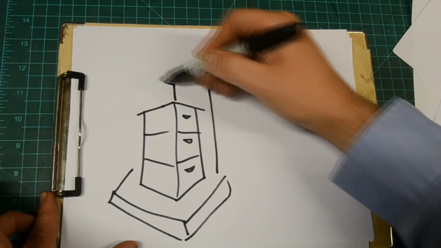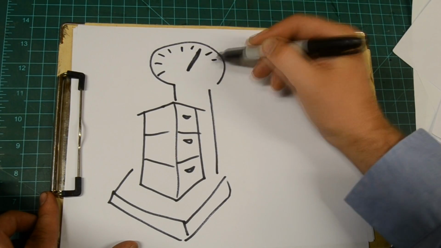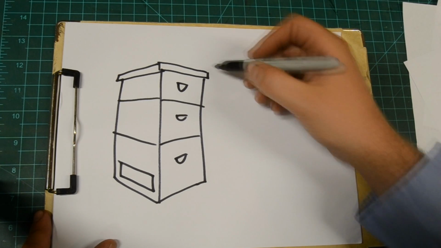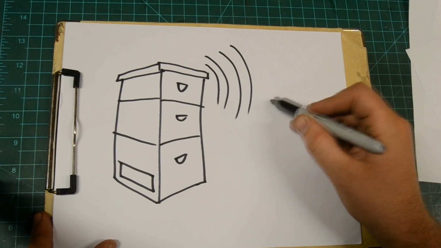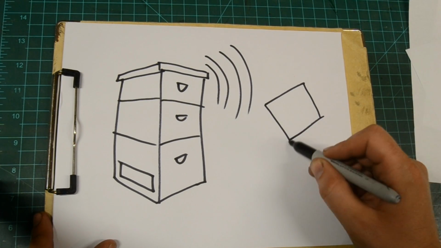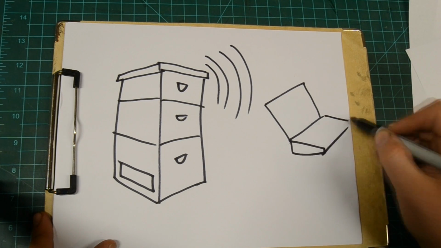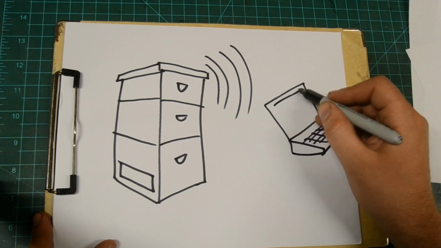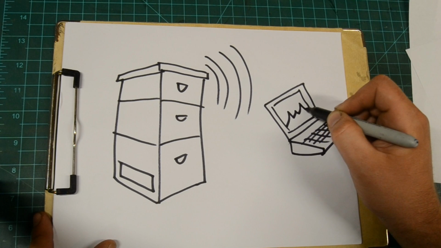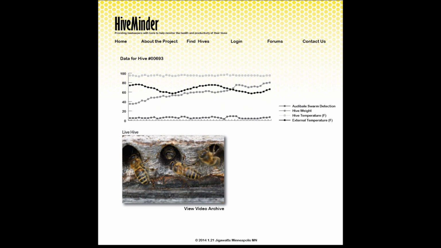Hive weight is measured with a scale and can indicate the rate of honey production and consumption. All of this data is collected using an Arduino and relayed to a computer using a cellular shield. The data can be viewed using a web browser or smartphone, and the beekeeper will receive notifications when important events take place in the hive.